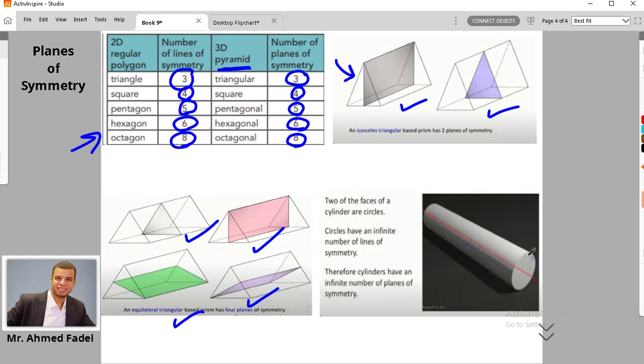All right, a cylinder has actually an infinite number of planes of symmetry. Just like the circle, because the circle also has an infinite number of lines of symmetry, the cylinder has an infinite number of planes of symmetry. Same thing exactly like the sphere. It also has an infinite number of planes of symmetry.